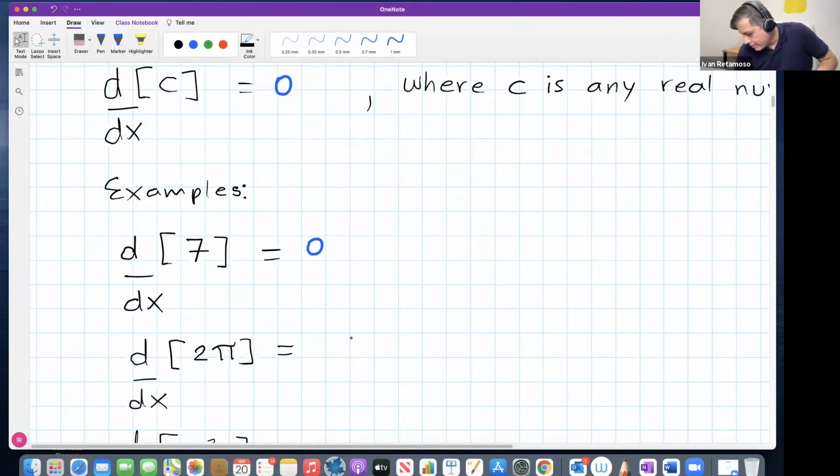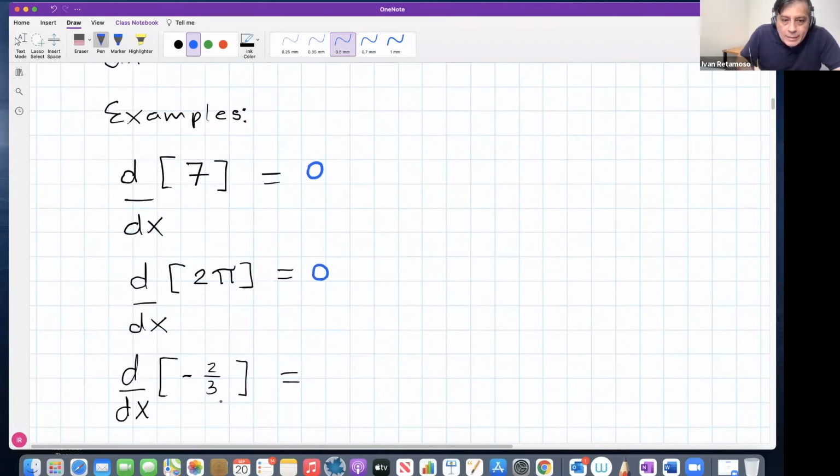Someone wrote it in the chat. 0, right? Excellent, guys. Yeah, I see you are sharp. 0, because the number is fancy, 2 times pi is a transcendental number, but bottom line, this is a constant function, so it's 0, no variation.